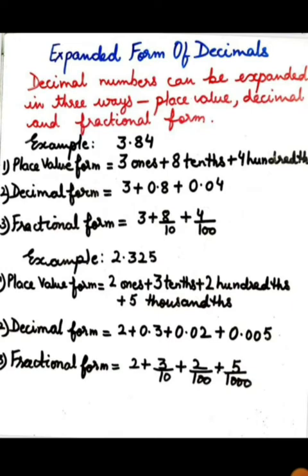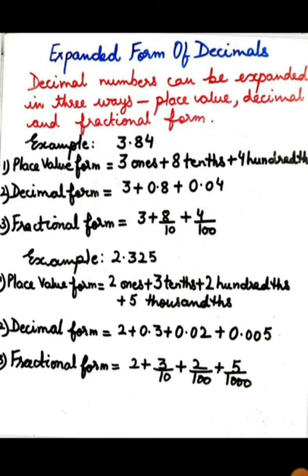The given number is 2.325, and according to place value form, you will write 2 ones. The first place value after the decimal on the right side is tenths. So you will write plus 3 tenths. Then the second is hundredths. So you will write plus 2 hundredths. And the third place is thousandths. So you will write plus 5 thousandths.